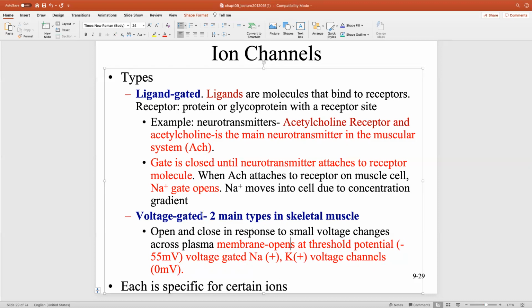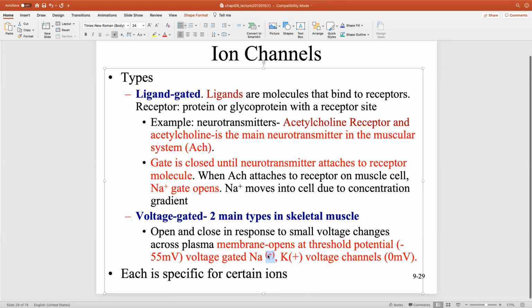So we have voltage gated types of ion channels, voltage gated sodium, voltage gated potassium. Now they only open at what we call a threshold potential. That's the threshold you have to reach, right? In order to open up these channels, especially for voltage gated sodium channels, you need to hit -55 millivolts. If you don't hit -55 millivolts, then the channels don't open. So hitting the -55 is incredibly important.